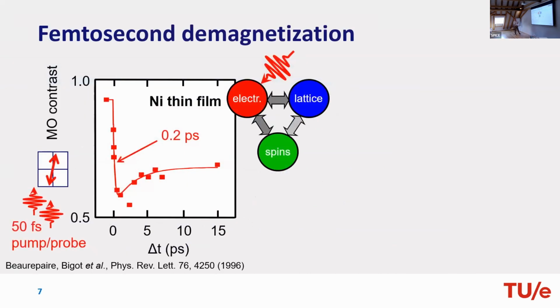All right, so a little bit on the background. It started in 1996. We've seen this one quite a bit before, where you look at nickel, the ultra-fast demagnetization within 0.2 picoseconds, and then a remagnetization. And this can be very well understood by the 3-temperature model.